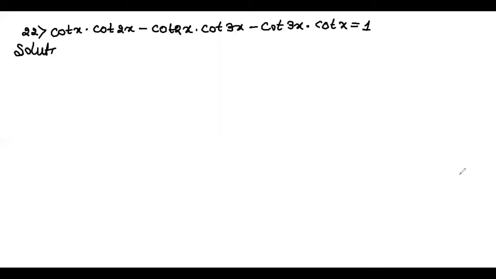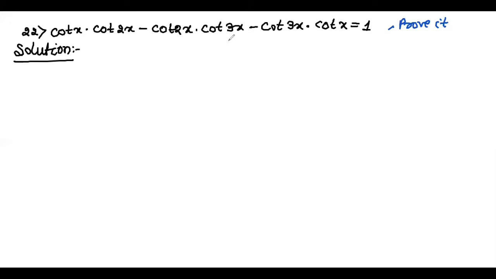Now we'll discuss question number 22. In this question, we have to prove that cot x into cot 2x minus cot 2x into cot 3x minus cot 3x into cot x is equal to 1. Whenever these types of questions come, basically they can come in terms of tan or cot. So this is a cot question. The pattern here is that we have angles like x, 2x, 3x.